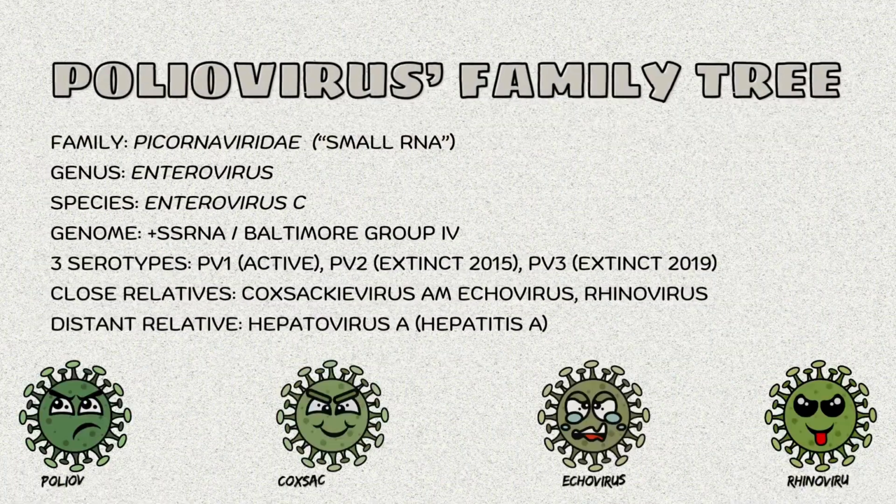Polio belongs to the Picornaviridae family, a name that means small RNA virus. His genus is Enterovirus, and his species is Enterovirus C. His genotype, positive single-strand RNA, makes him a Baltimore Group 4 virus. Polio comes in 3 different variations, PV1, PV2, and PV3. 3 serotypes so different that being immune to one won't protect you from the others. Polio's cousins, also notoriously known to cause trouble, all share the same icosahedral blueprint and share a positive single-strand RNA blueprint.